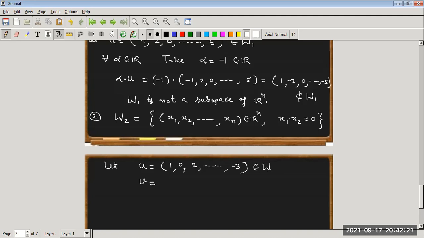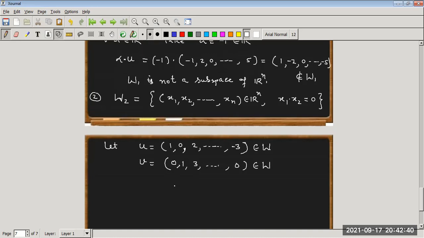Okay. Now you can take V also. You can take 0, 1, then 3 here, and any element, let it be 0. So there is no restriction on the other elements, but in the first and second, the restriction is that the product of the first and second entry must be equal to 0. So this type of element belongs to W.